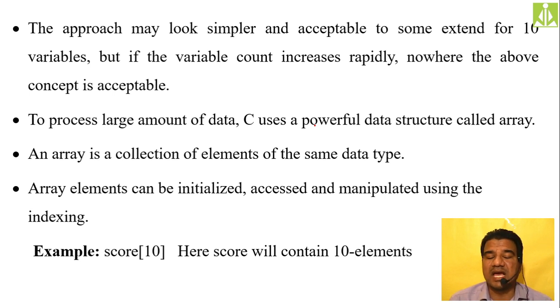Array is type specific, where if you have declared an array of one type, you can store the elements of that type only. Even if you have an array of 1000 elements, the 1000 elements must be of the same type of whatever you have declared and defined, we can say. An array is a collection of elements of the same data type.